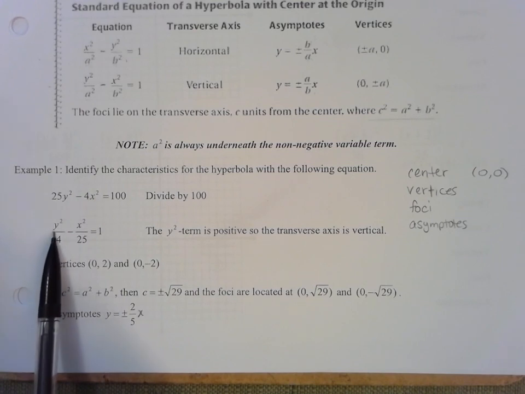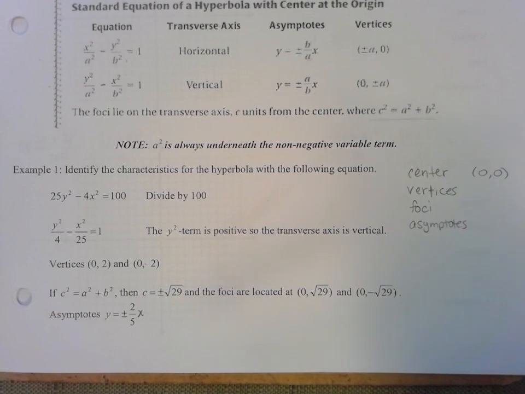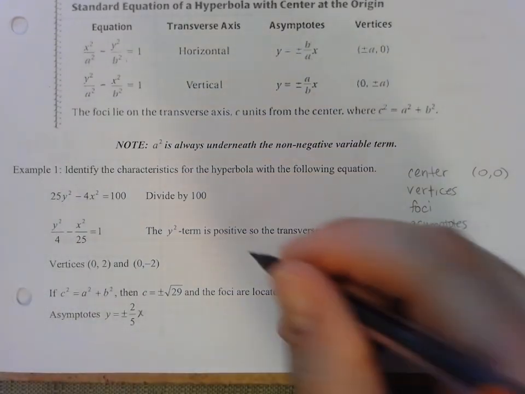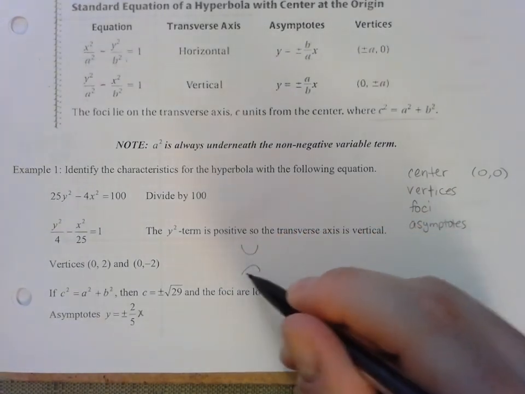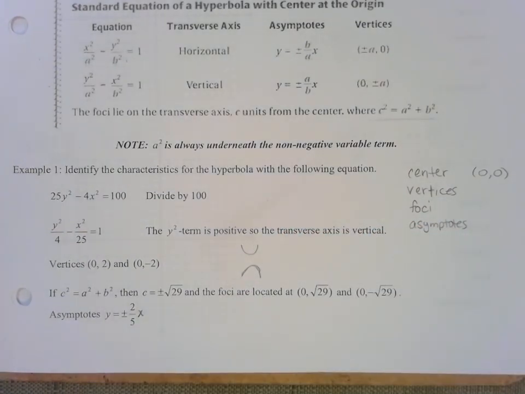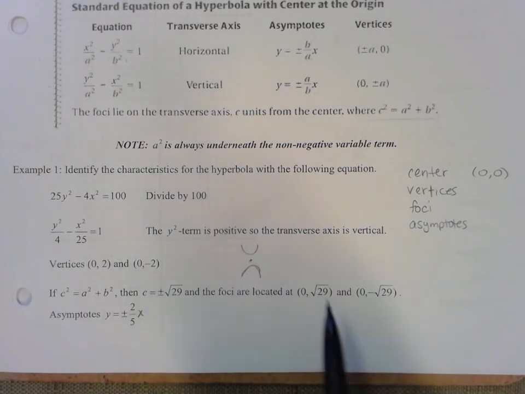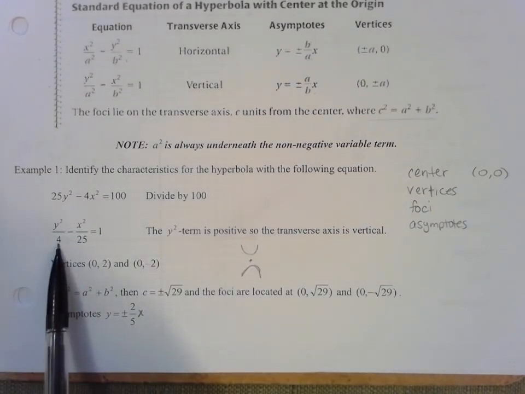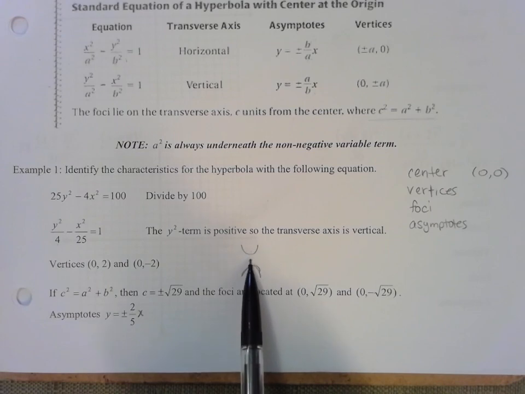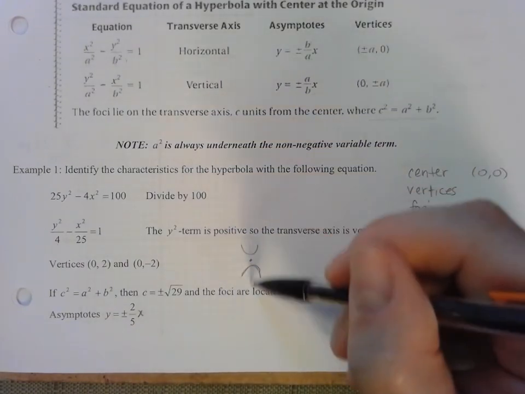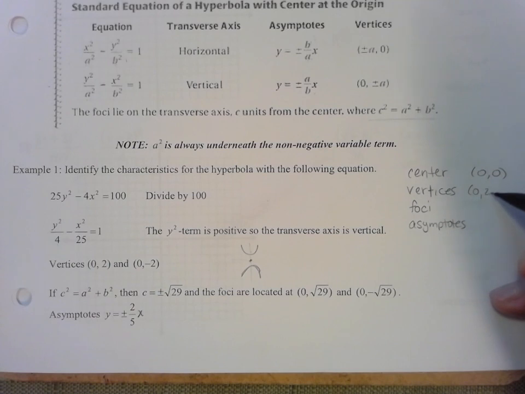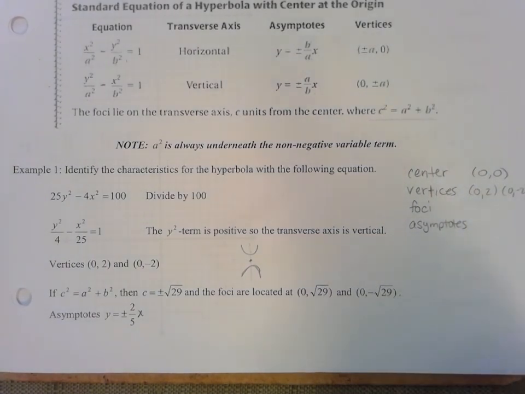Because the y is the positive squared variable, our transverse axis, the axis that connects the vertices and the foci and the center, is vertical. So our hyperbola will open up and down. Which means what? In order to find the vertices, I'm going to go the square root of 4 units up and down away from the center of 0, 0. Let's go 2 units up. Let's go 2 units down. These are our two vertices, 0, negative 2 and 0, 2.